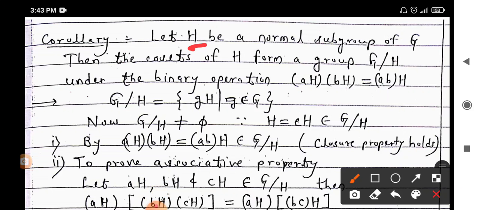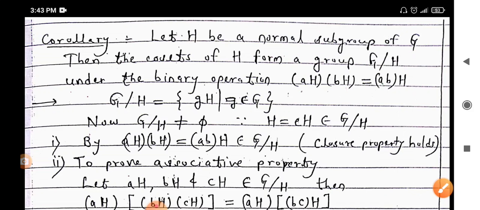Let H be a normal subgroup of a group G, then the cosets of H form a group G by H. What is G by H? It is a factor group, where G is a group and H is a subgroup. What is the binary operation that forms the G by H group? Then the cosets of H form a group G by H under the binary operation: left coset aH into bH is equal to abH.